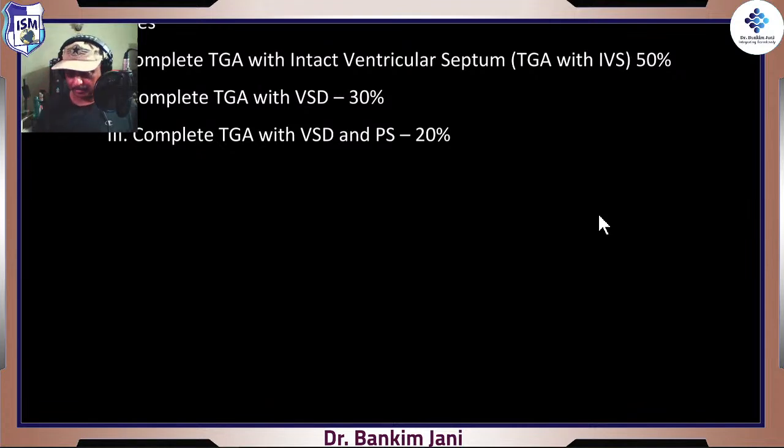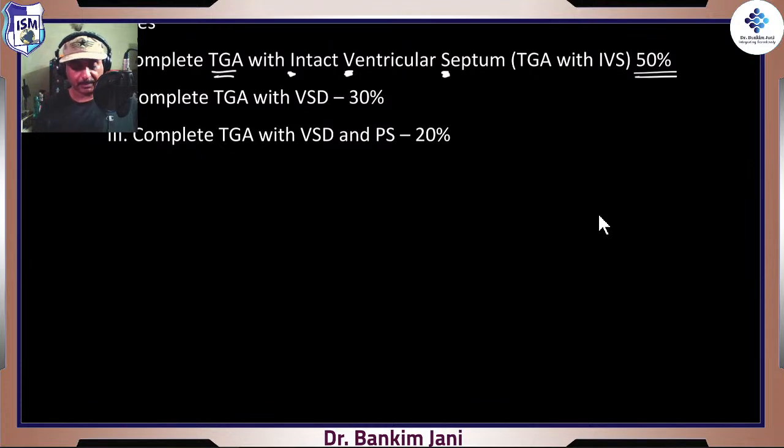And what can it be? And see, this is like how nature is working to solve things by itself. Whenever there is complete TGA with intact ventricular septum, this is in almost 50% of the cases. This IVS means intact ventricular septum, right?